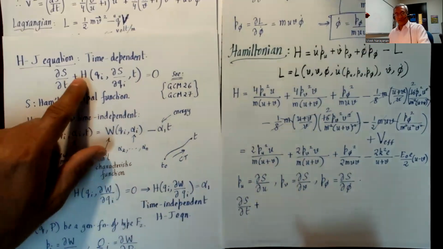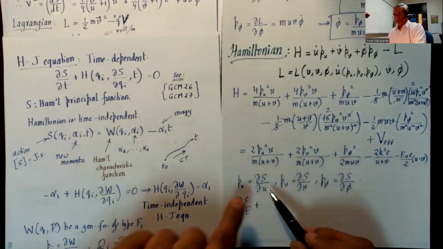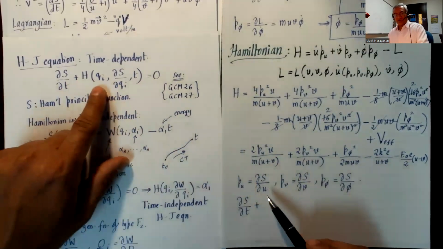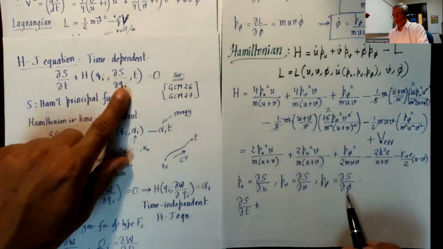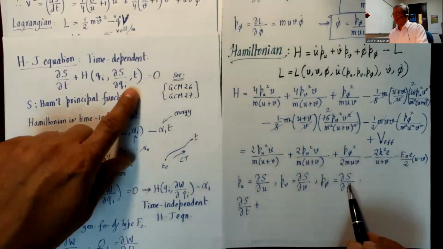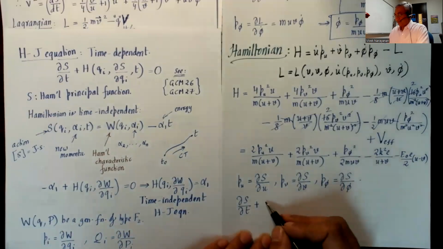Plus the Hamiltonian, which is all of this stuff, except with positions as it is. For the momenta, you put del s by del qi. In other words, you substitute these things for the momenta. And there's no time. So let's write out all this.